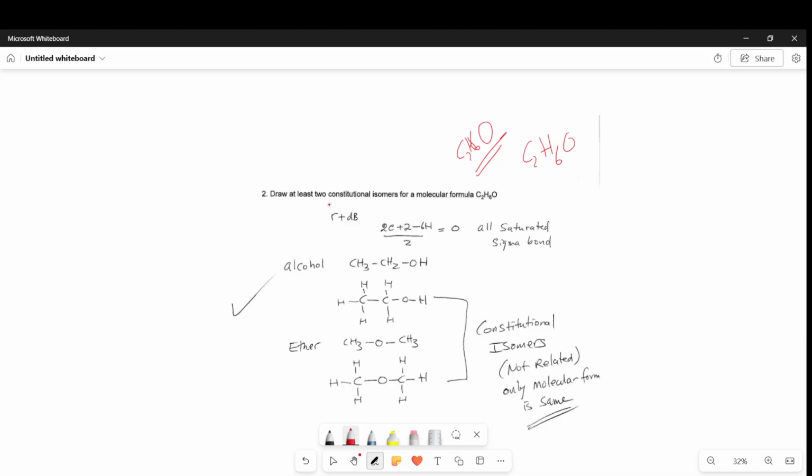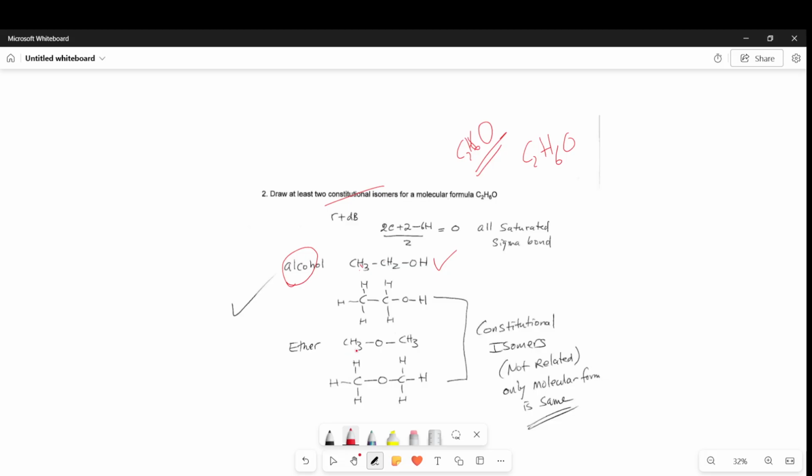So here the most important thing is to know what a constitutional isomer is. A constitutional isomer is an isomer of two or three compounds where they have the same molecular formula, but they are constituted differently. For example, here in the exam, this is one of the answers. CH3CH2OH is C2H6O. This is an alcohol functional group.